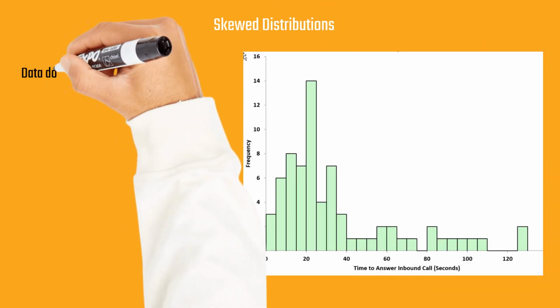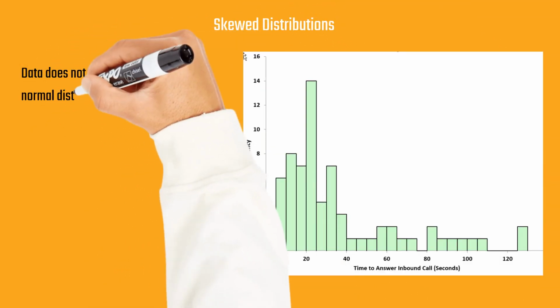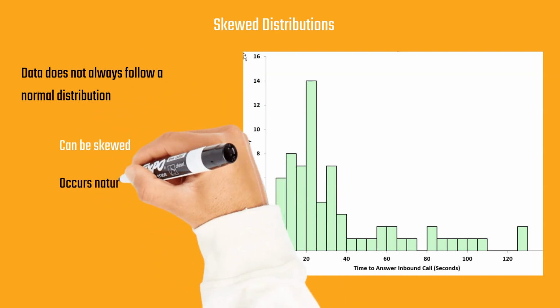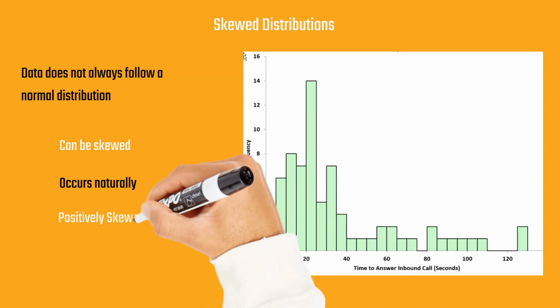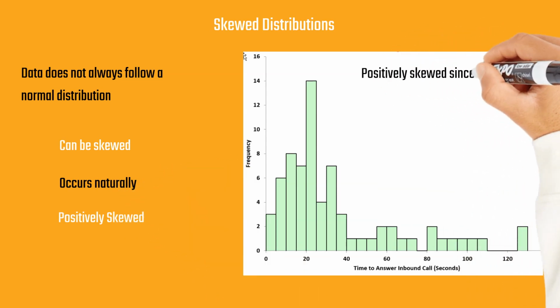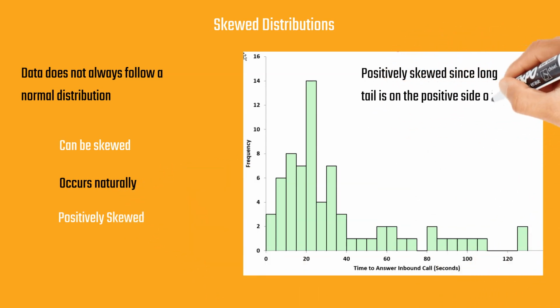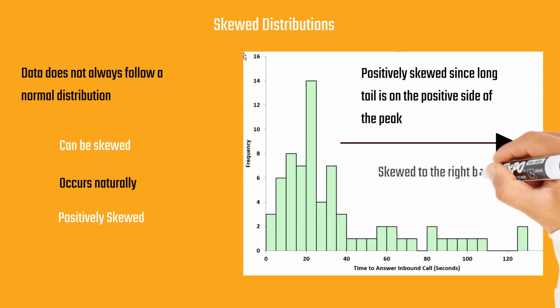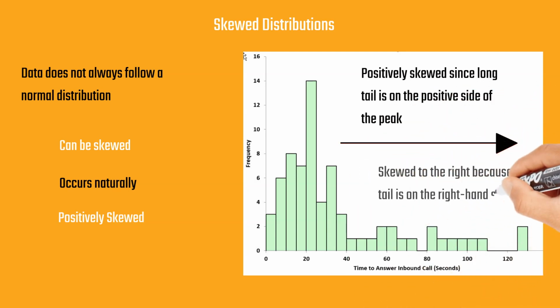There are skewed distributions too. Data doesn't always follow a normal distribution. Here's a histogram of the time to answer inbound calls to a call center. Okay, this is a naturally occurring histogram. This one is called positively skewed since the long tail is on the positive side of the peak. It's also said skewed to the right because the long tail is on the right-hand side of the peak.